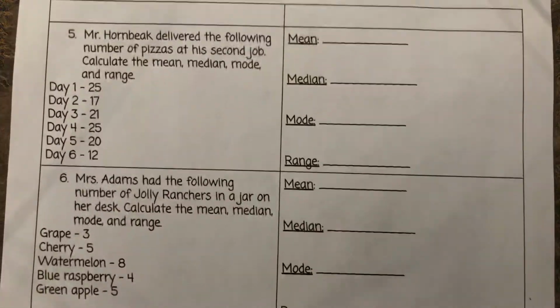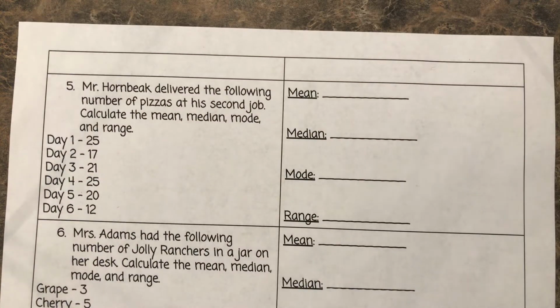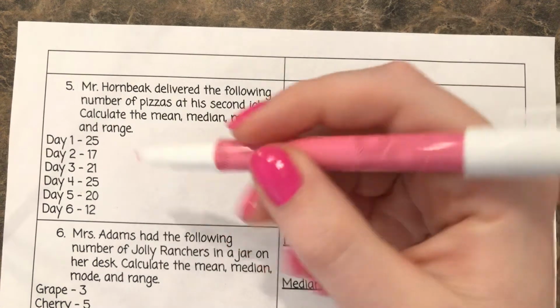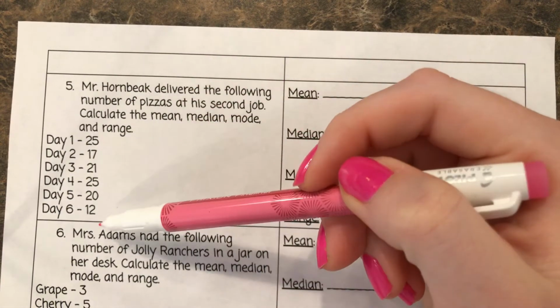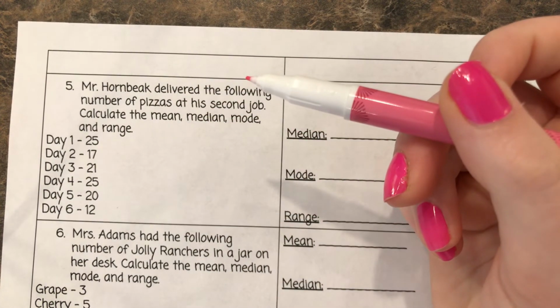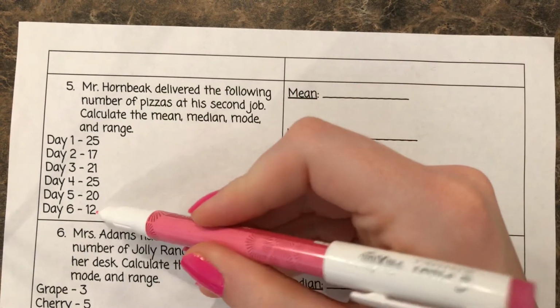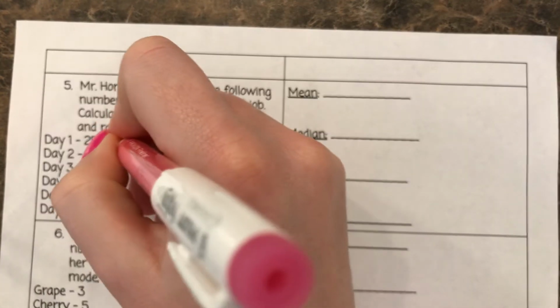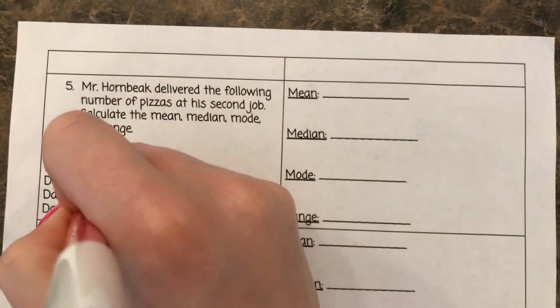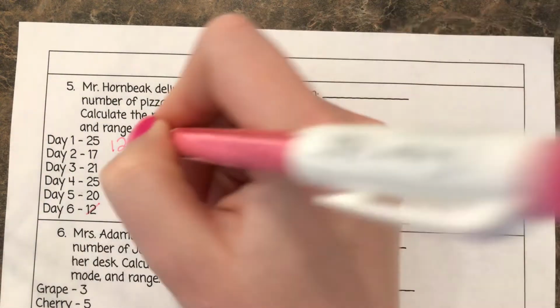All right, flipping it over to the back. Old Mr. Hornbeak was delivering the following number of pizzas at his second job. Find the mean, median, mode, and range. All right, so it looks like he delivered pizzas 6 days. So we're going to put our numbers in order. It looks like day 6 was his least busy day. He only had 12. And then 17.